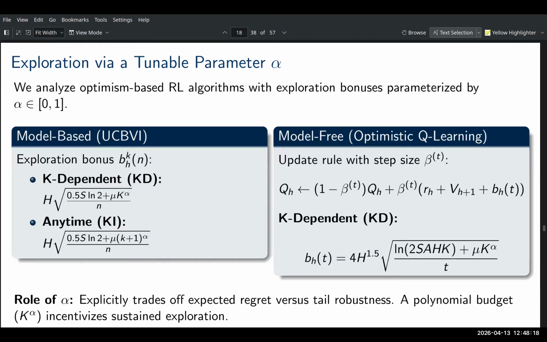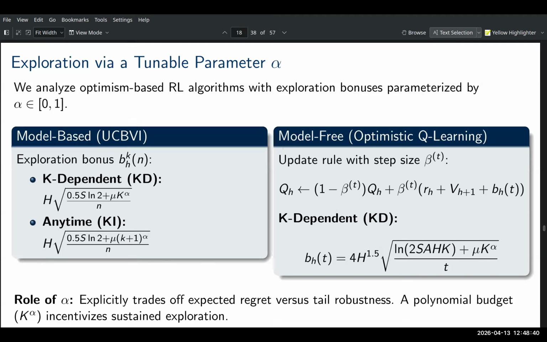So what is this lowercase k? It is the episode that you are at. The capital K is the number of episodes, and the lowercase k is the episode that you are at currently. And in the expected maximizing regret, these values are log K.